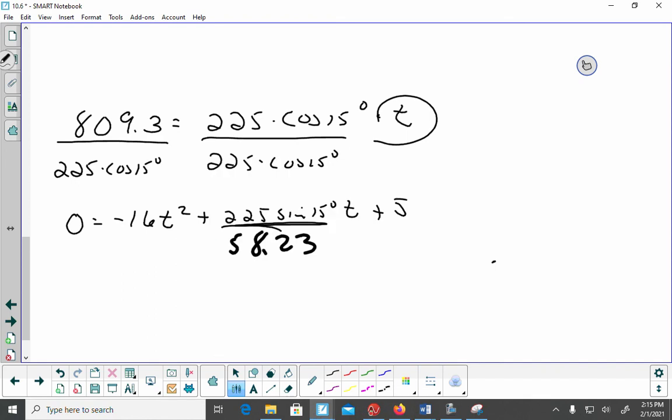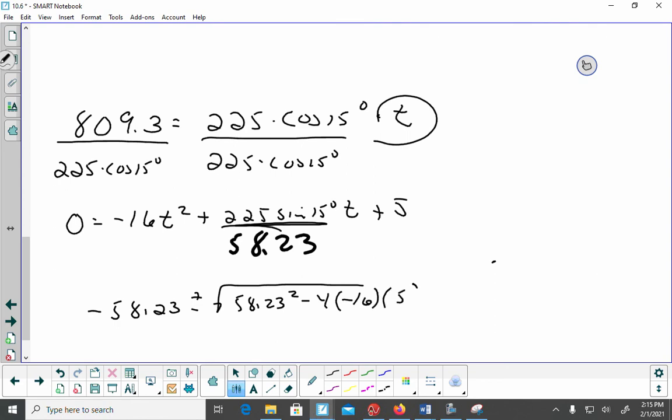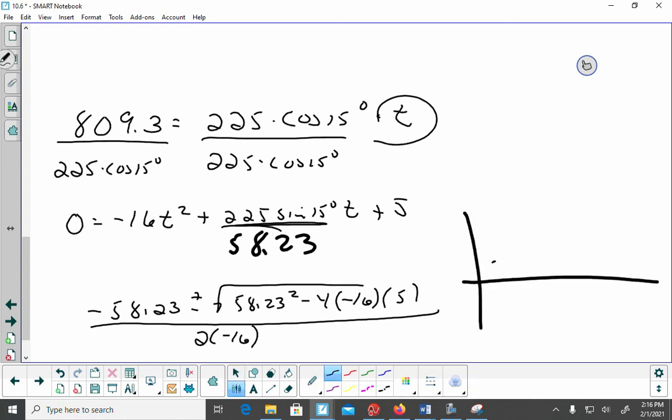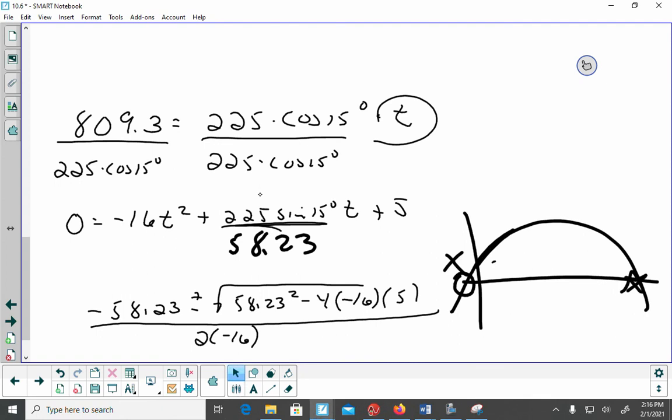So now I'm going to do the opposite of b, which is 58.23, plus or minus the square root of that 58.23 squared minus 4ac, where a is negative 16 and c is 5, all over 2a, 2 times negative 16. Remember, on my calculator I'm going to separate it into two, one with a plus, one with a minus. It should make sense to you, coming back to the board, that here I start at 5 feet and the arrow goes like this. There is going to be an answer over here that's negative that I'm going to throw out, and I'm only going to take the positive one. Just a visual of what I'm doing.